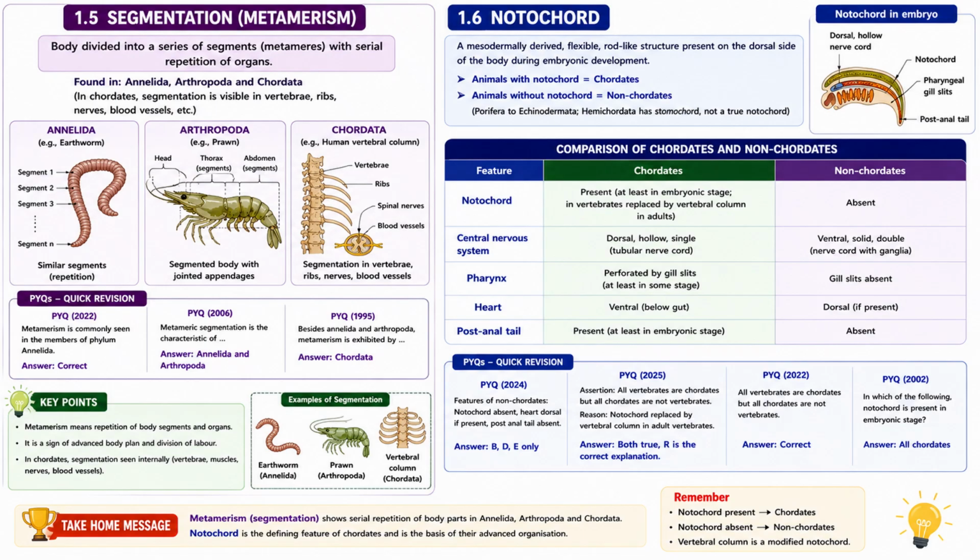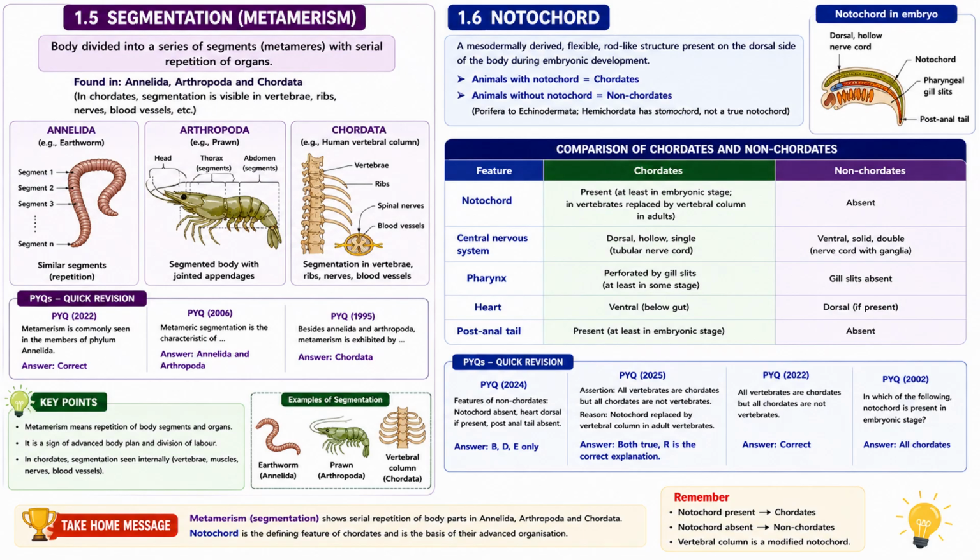Then comes the Chordata. You can see the example of segmentation or repetition in the vertebral column. There are many vertebrae which are similar, and there are ribs along with them, and there are spinal nerves and blood vessels going along with them. So segmentation in vertebrae, ribs, nerves, and blood vessels can be seen in Chordata.